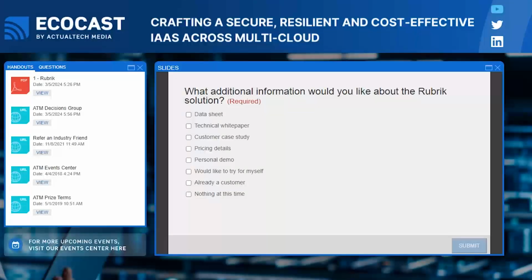So I'm just going to pop up a poll that we'll leave up here while we're doing some Q&A. So what additional information would you all in the audience like about the Rubrik solution? Just go on ahead and answer that. And Drew, if you're ready, let's start some Q&A. Sure. Okay. So first question I've got for you is, how do you handle both on-prem and cloud?